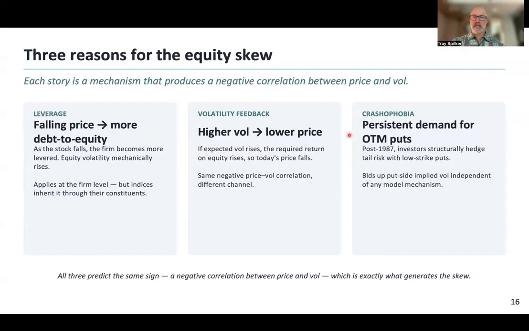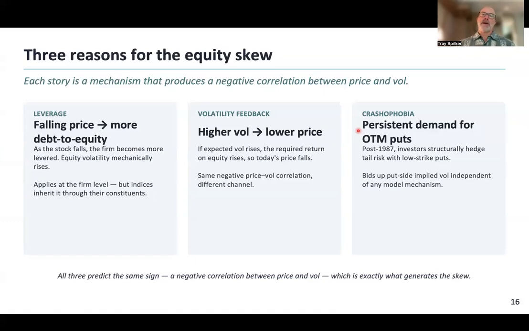And then last but not least is crash phobia, right? Especially post 1987, investors now have a strong demand for out of the money puts as crash protection. So it mechanically bids up the put side implied volatility, because everyone's trying to buy protection. They're buying puts to account for potential crashes.